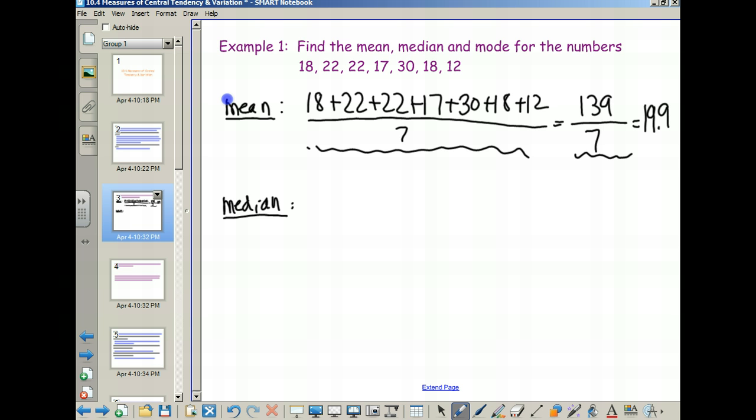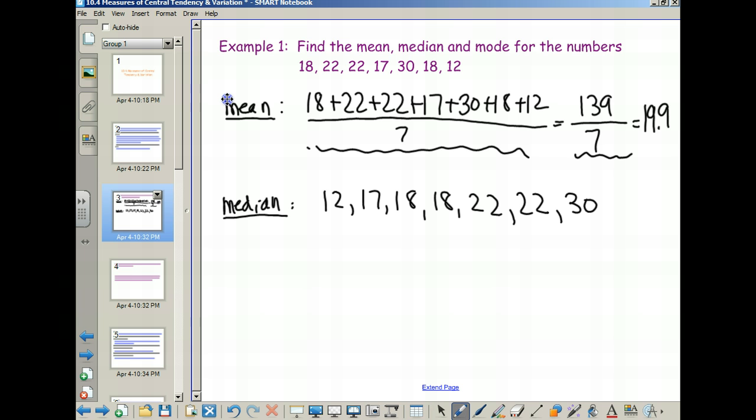So what I do when I have to do median is you have to show me that you've done this. You actually have to list the numbers from smallest to largest. There's nothing else you can do, okay? So what's my smallest number? 12. And then, good, and then 2 18s, 2 22s, and a 30.